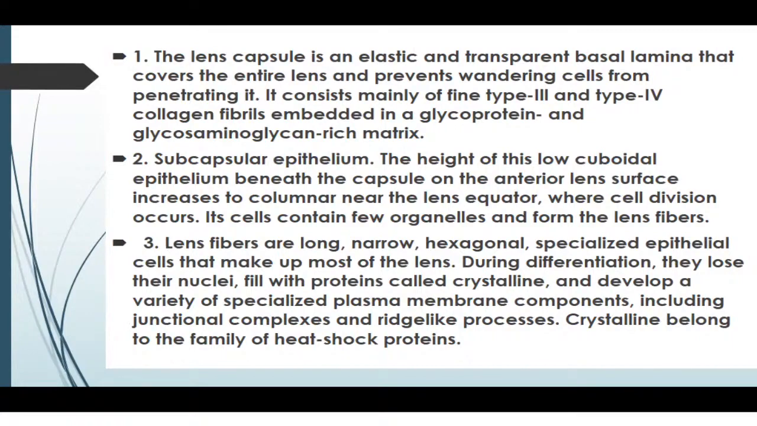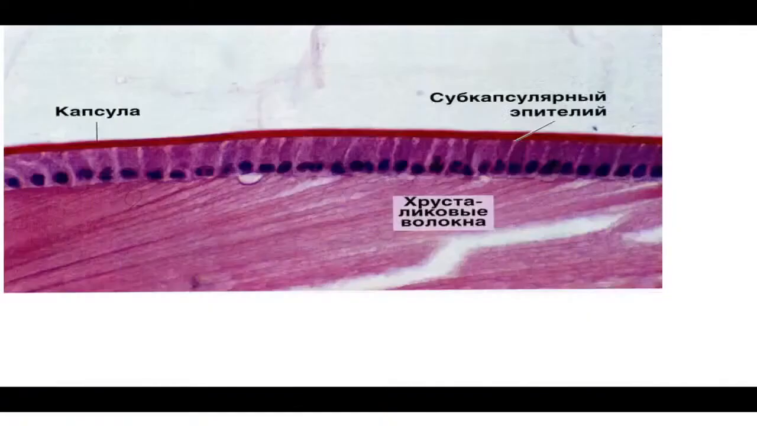Lens fibers are long, narrow, hexagonal, specialized epithelial cells that make up most of the lens. During differentiation, they lose their nuclei, fill with proteins called crystallins, and develop a variety of specialized plasma membrane components, including the junctional complex and ridge-like processes. Crystallin belongs to the family of heat shock proteins, because with senescence it can degenerate.